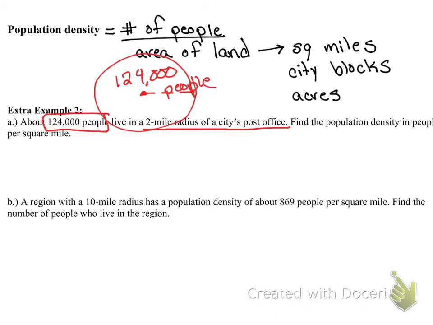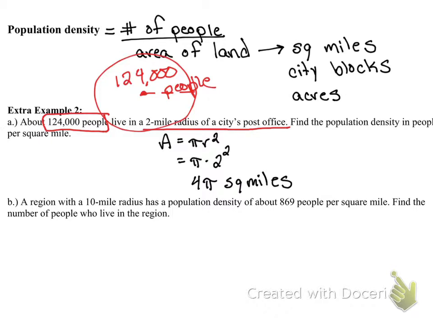Okay, so we want to find the population density in people per square mile. So the first thing I need to do is find the area of this circle, meaning the area of this land where all these people live. So first let's find the area of the circle. The area would be equal to pi r squared, which is pi times 2 squared, that's in miles. So 4 pi square miles.